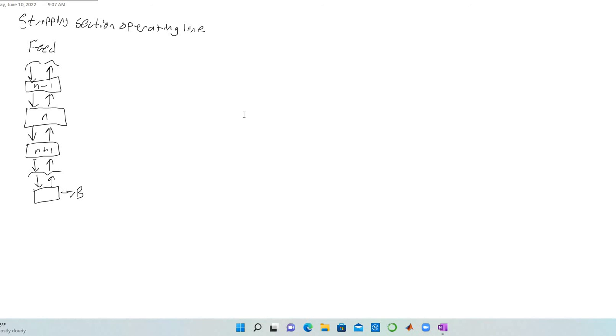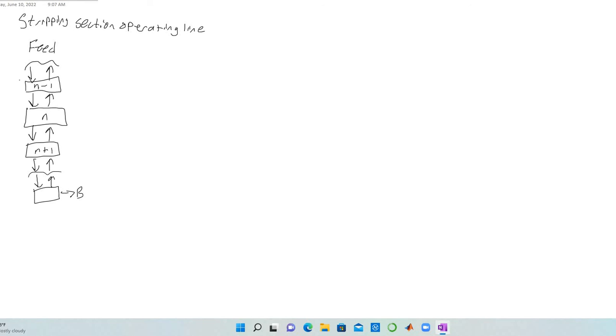Now, because our feed is going to change the flow rates up and down depending on if we're feeding in a vapor, liquid, or a mix of the two, we're going to signify the liquid and vapor flow rates with a different variable. They're still going to be L and V. The difference is we're going to put a little hat over them. And we're going to use the same nomenclature.